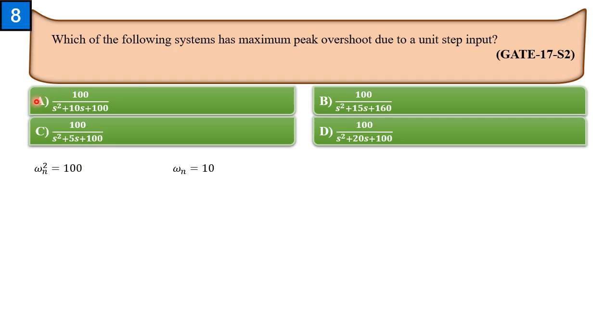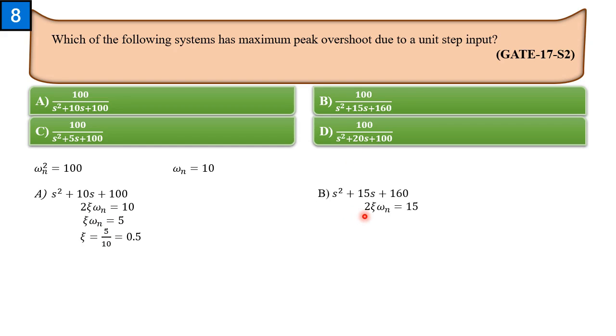Now let's see option A, whose characteristic equation is given by this. So 2 zeta omega n is 10, and omega n is 10 also. So zeta omega n is 5, so zeta will be 5 upon 10, that is 0.5. Now let's see option B's characteristic equation. Then 2 zeta omega n is 15, so zeta omega n is 7.5. Omega n is 10, so it will become 0.75, which is greater than this.